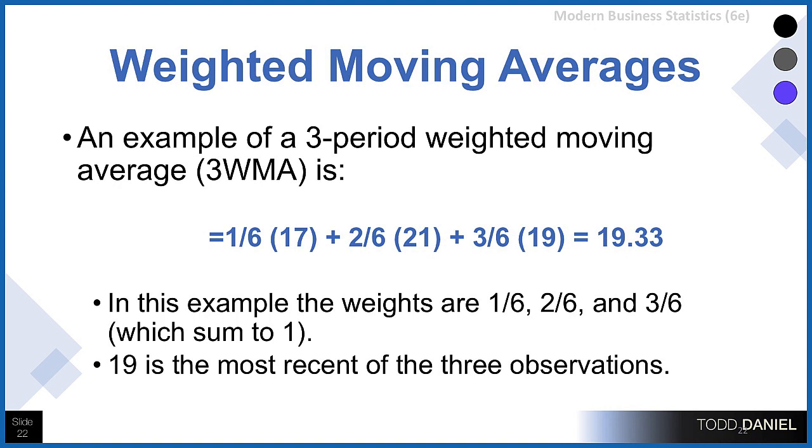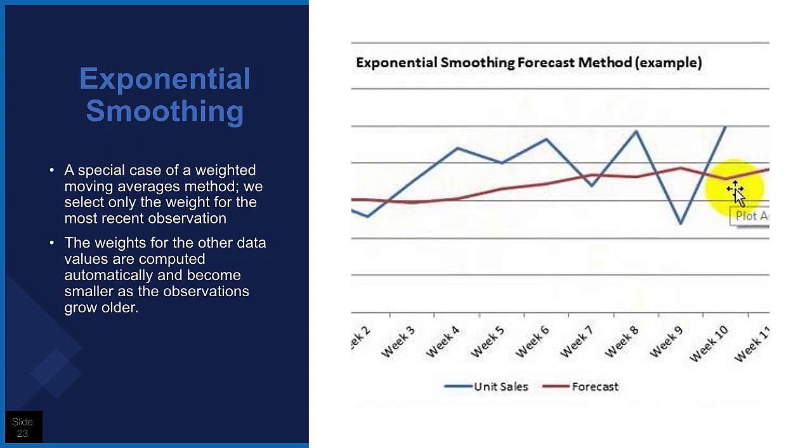So we're adding additional weight to the most recent number, the most recent observation, and then we're calculating our mean based upon that. So we would weight them, add them up, divide by 3 in this case, we're going to get a total of 19.33. And then finally, exponential smoothing. It's a special case of the weighted moving averages method, where we select only the weight for the most recent observation. And the values for all the other data values are computed automatically within our software, and they become smaller as the observations grow older.